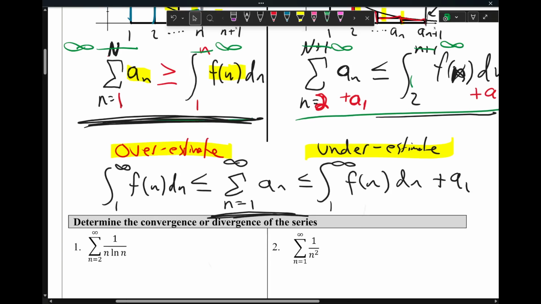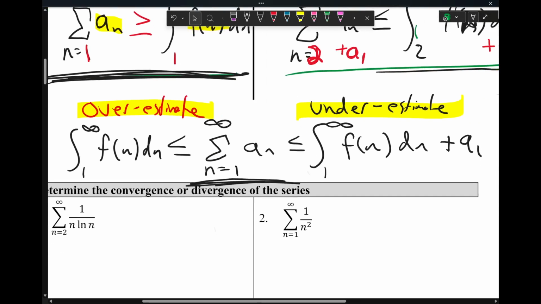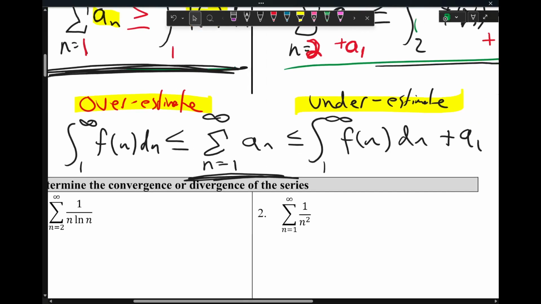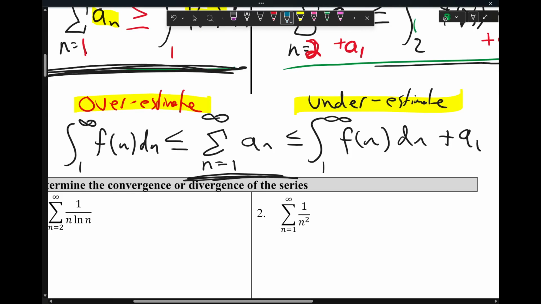So this last statement is basically what you need to be able to use out of this. This infinite series that we're doing, regardless if it is an over or underestimate based on a left Riemann sum or a right Riemann sum, it has to be greater than or equal to integrating from 1 to infinity, or less than or equal to integrating from 1 to infinity plus the first term.